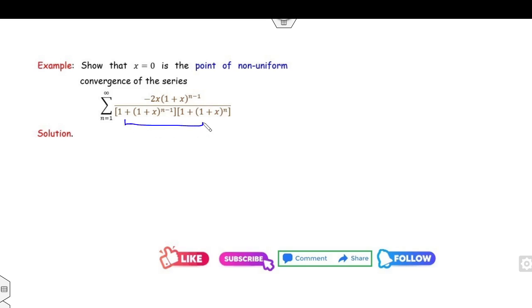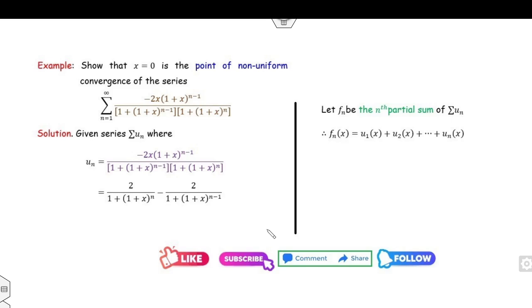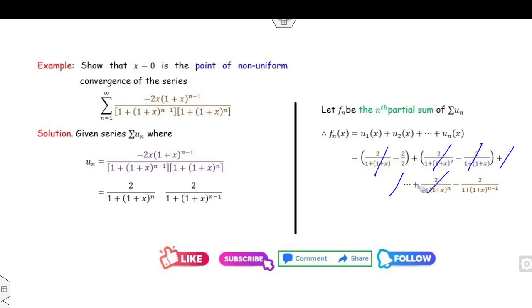Again, you are talking about the series. This is my u n. Your target is to write the partial fraction again. So I can write this quantity as 1 plus x over n, and this is 1 plus x over n minus 1. If you do the partial fraction, you will get this expression. I can define the value of f n, substitute the value of u 1, and clearly this number will be cancelled, the second term will be cancelled, this expression will be there, and the last term will be cancelled out, and your expression is this term.